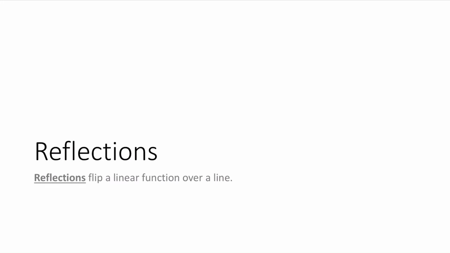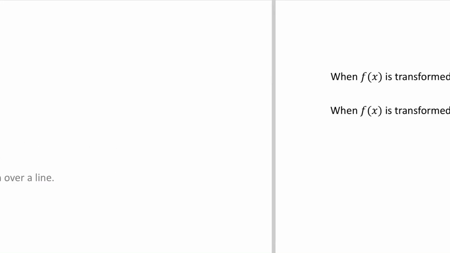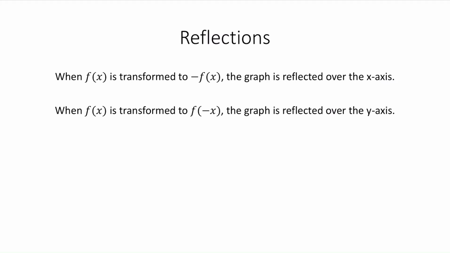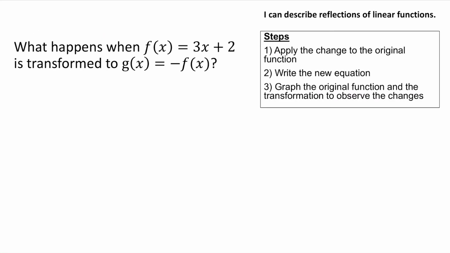Reflections will flip a linear function over a line. When f of x is transformed to negative f of x, the graph is reflected over the x-axis. When f of x is transformed to f of negative x, the graph is reflected over the y-axis. So what happens when f of x equals 3x plus 2 is transformed to g of x equals negative f of x? Based on the way this is written, I would say that this is reflected over the x-axis. But let's look at the equations to make sure that this is true.